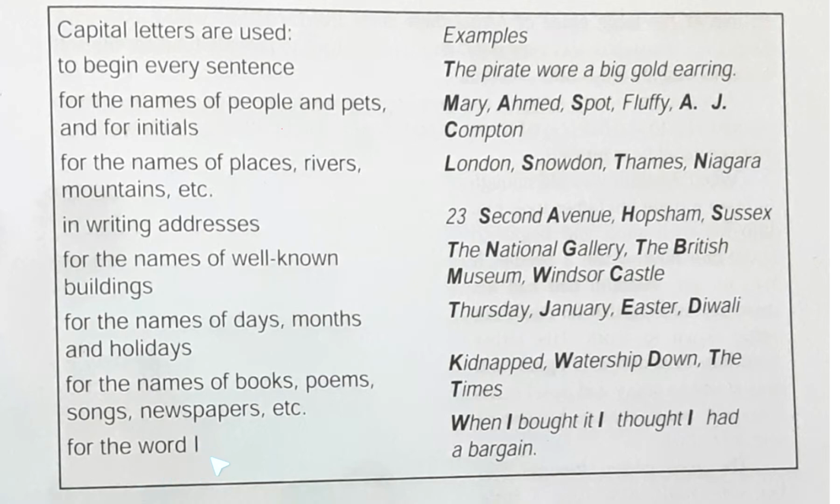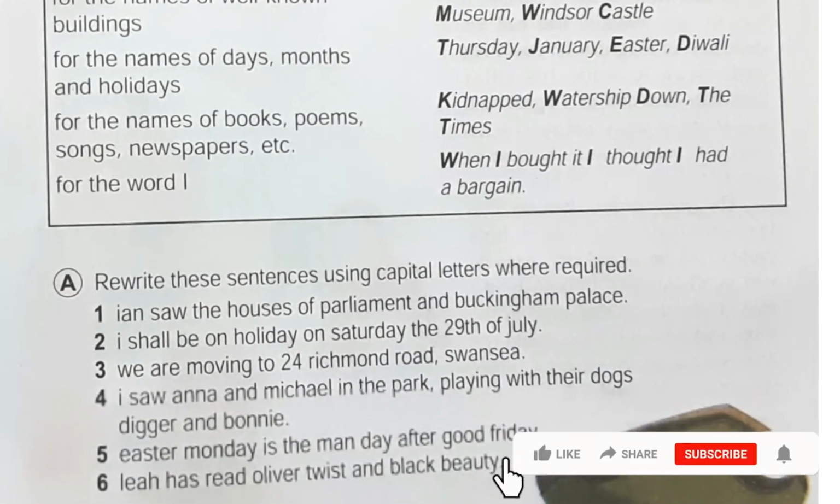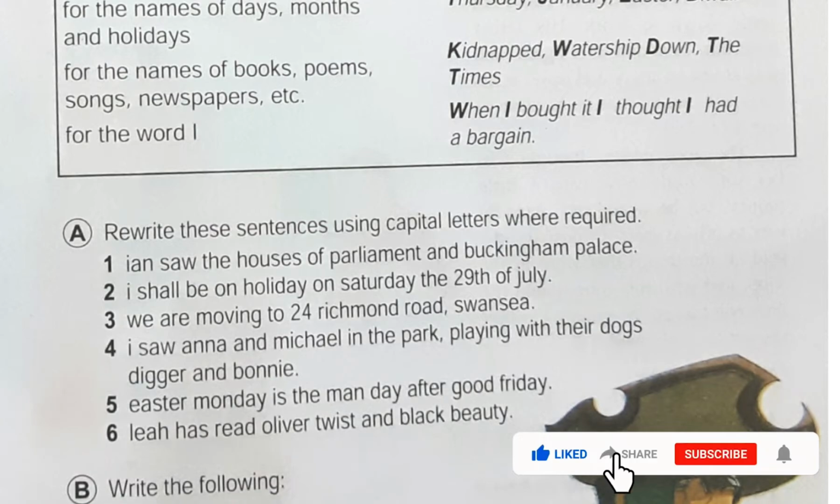It means wherever you find or use I alone, whether it is at the beginning of the sentence, inside the sentence, in the middle, or at the end of the sentence, you have to make it a capital letter. Like when I bought it, I thought I had a bargain. See, here these I's are capital letters. So after reading this, if we do one exercise, then this topic will be clearer for us.